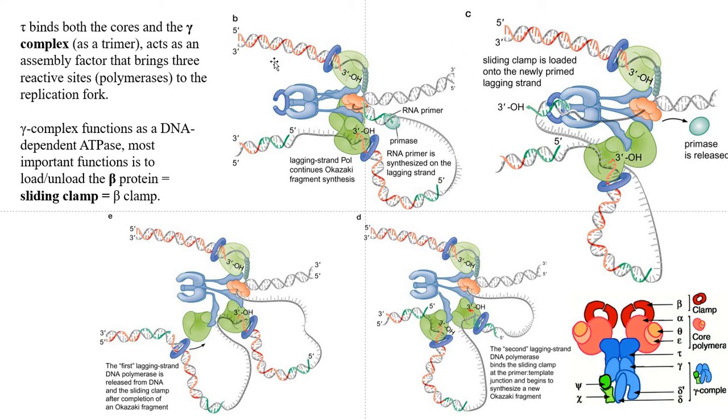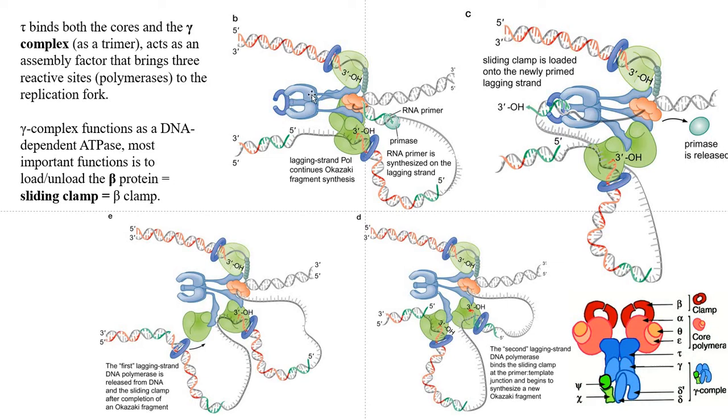Okay, so we talked about all this on Wednesday, but just to remind you, this tau is right here. Tau binds to the core enzyme, here in green, the three units of core, 1, 2, and 3. This tau binds to both the core enzyme as well as the gamma complex. The gamma complex is right here. It's a trimer, so 1, 2, and 3 bound to 1, 2, and 3 of these core enzymes.